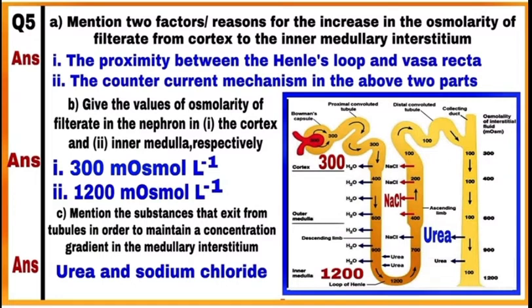Part C. Mention the substances that exit from tubules in order to maintain a concentration gradient in the medullary interstitium. See the diagram. Urea and sodium chloride are substances that exit from the tubule in the medullary interstitium and help in maintaining the concentration gradient in this region.